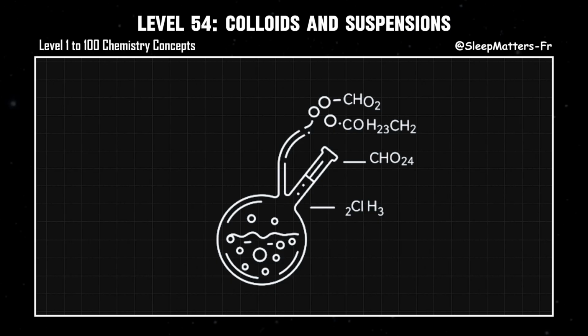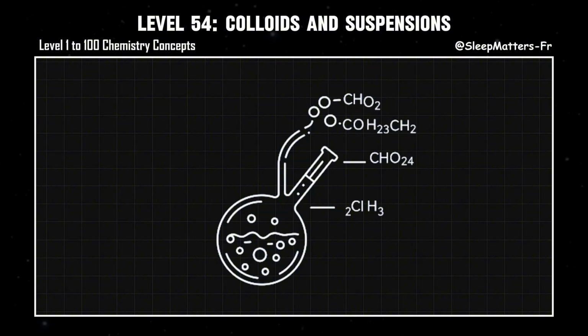Milk is a colloid. It looks smooth, but it is full of tiny fat droplets suspended in water. Fog is a colloid, where water droplets are suspended in the air. Even whipped cream is a colloid, with tiny air bubbles trapped in a thick liquid. Colloids are stable. They do not separate easily, but suspensions are different. They are unstable mixtures where the particles are larger, and they do settle over time.